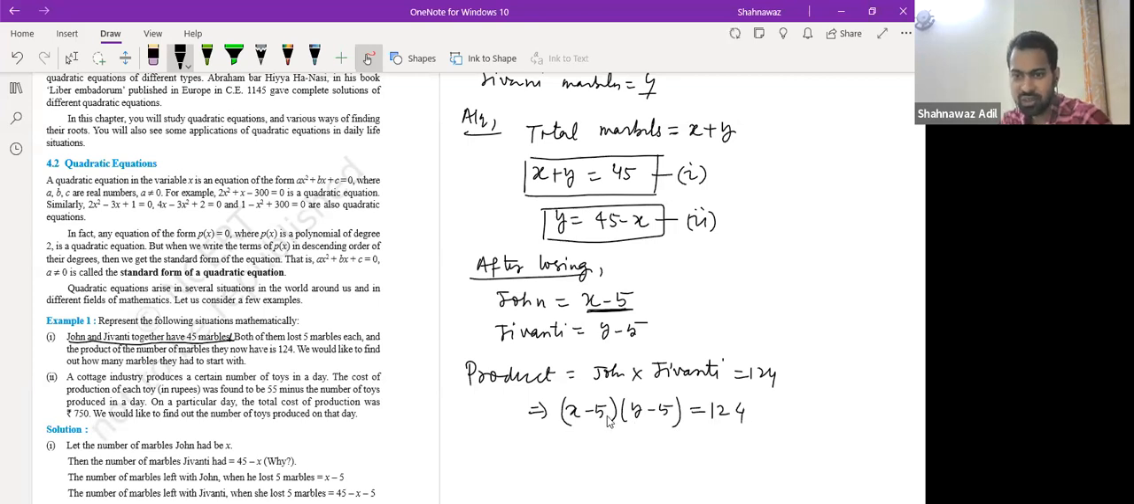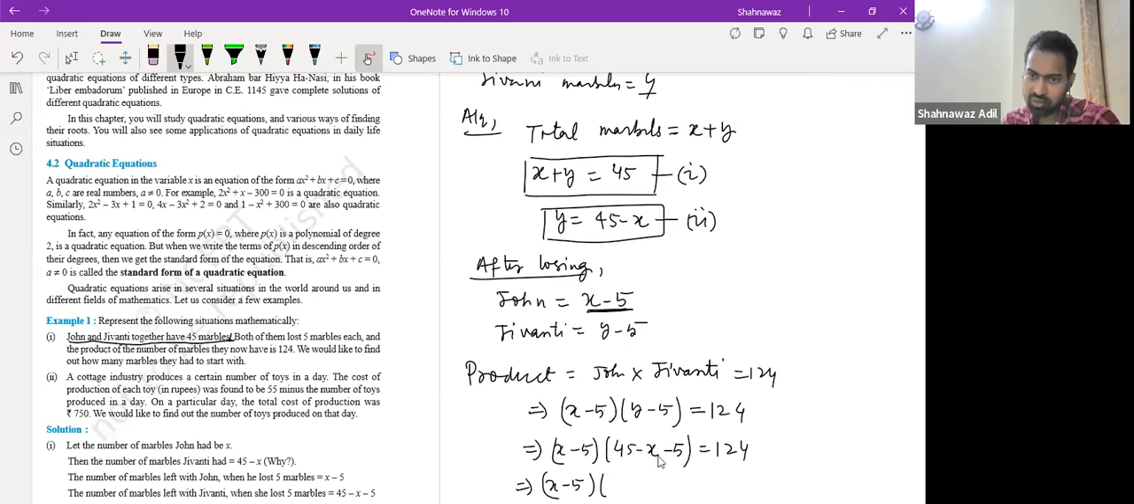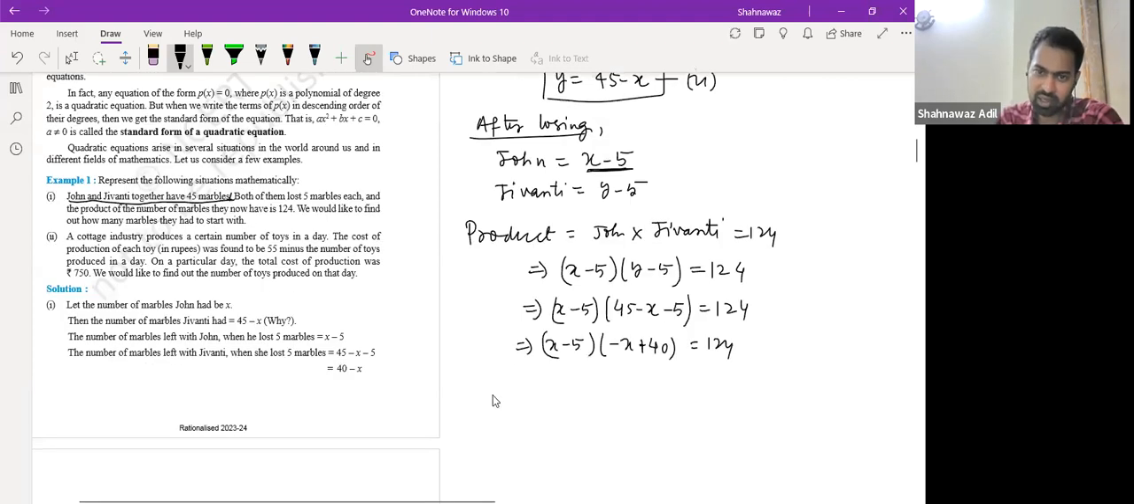But we have calculated the value of Y, right? Which is 45 minus X. So we can plug in the values because we only want one variable. So X minus 5 and 45 minus X minus 5. This is 124. So X minus 5 and this is minus X plus 40. Now we can simplify this and we will get our quadratic equation.